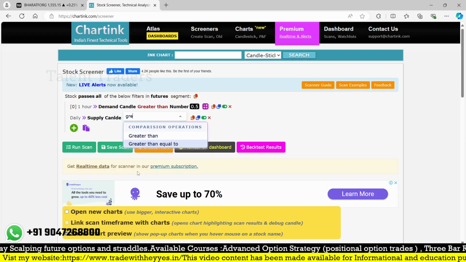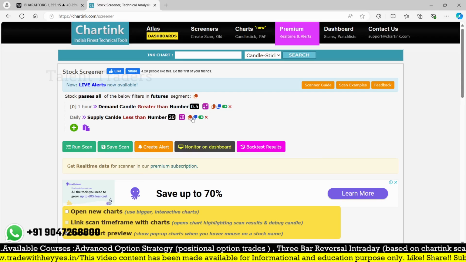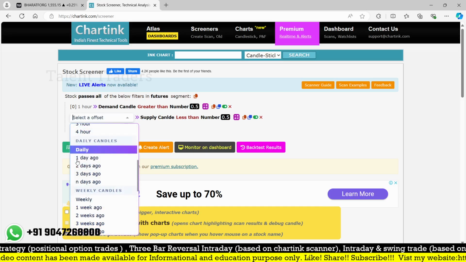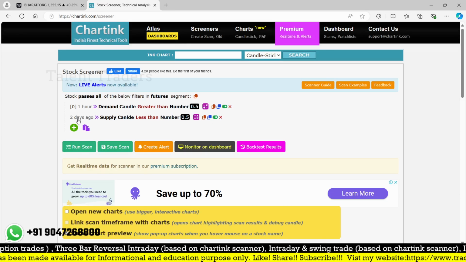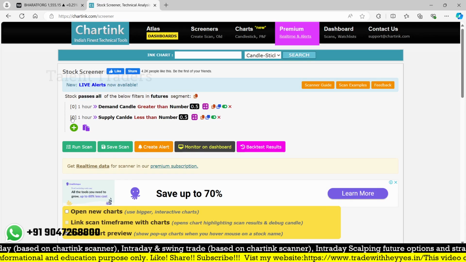So we are looking for the value to be less than 0.5. This simply filters out those stocks which are forming such a pattern. This is a second 1 hour candle. We are not using a daily time frame, we're simply using a 1 hour time frame.